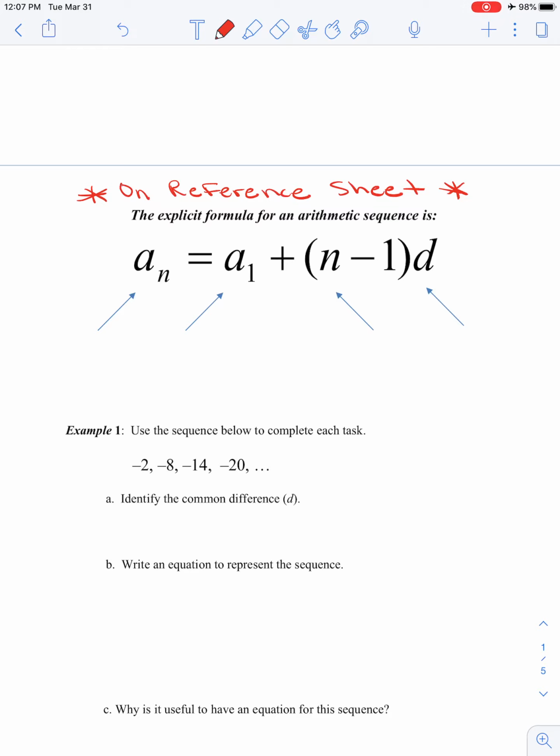I'm going to start with a sub 1. So a sub 1 here means your first term. Your n value is the number of terms. Your d value is the common difference between terms, and your a sub n is your total value. Okay.